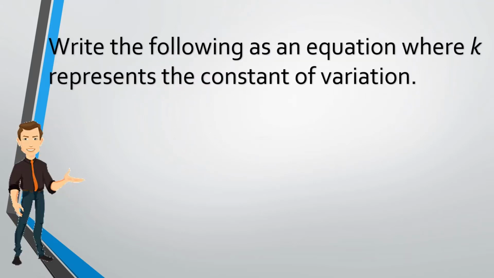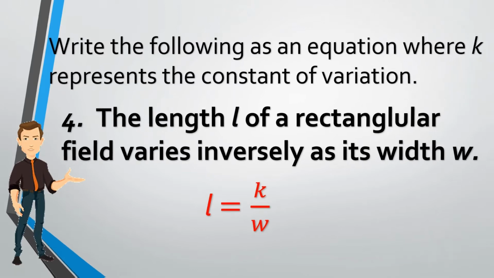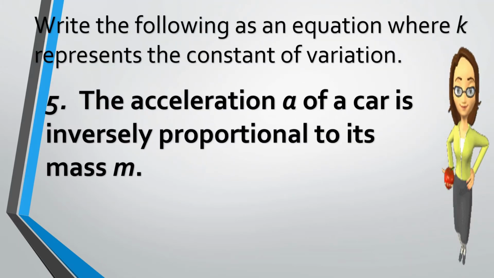Number 4. The length L of a rectangular field varies inversely as its width W. So we have L is equal to k over W. Number 5. The acceleration A of a car is inversely proportional to its mass m. So we have A is equal to k over m.